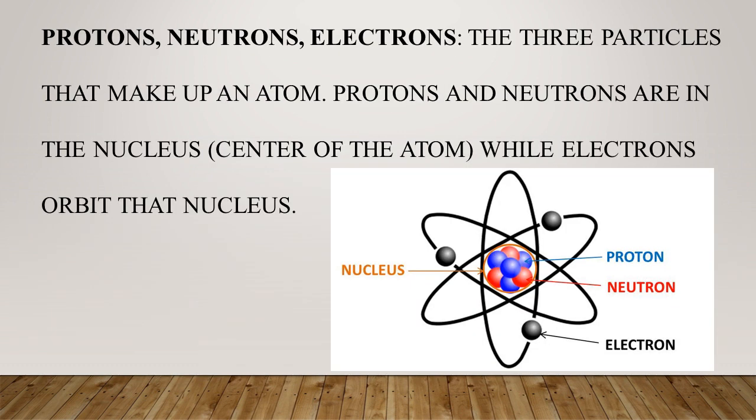Looking again at our atoms, but looking specifically within them, we've got protons, neutrons, and electrons. So these three particles make up an atom. Protons and neutrons are in the nucleus. The nucleus is the center of the atom, whereas electrons orbit the nucleus. They go around the nucleus.